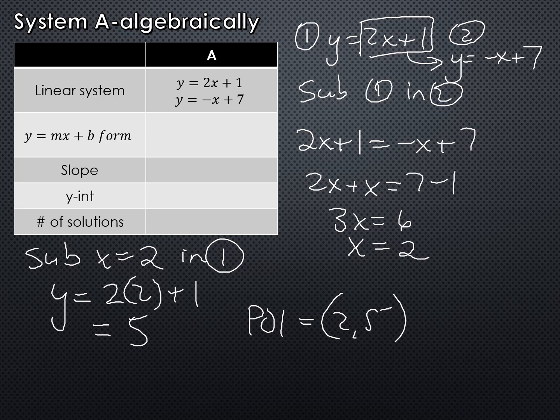So all of that went into the first box. So you copied down the systems, you applied the y equals mx plus b form, put the slope, y-intercept, you did the graph, you did the algebra.